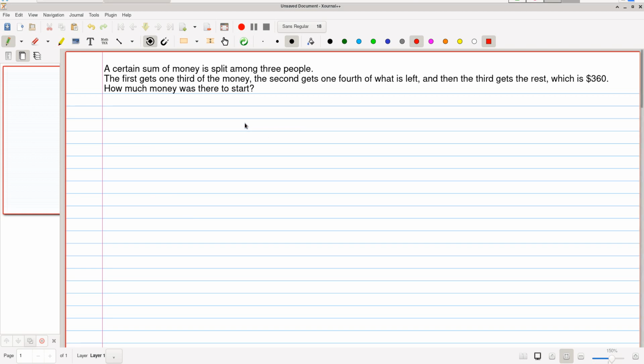A certain sum of money is split among three people. The first gets 1/3 of the money, the second gets 1/4 of what is left, and the third gets the rest, which is 360. How much money was there to start? The question they ask, how much money was there to start? We'll call that X. So X will be the starting amount of money.